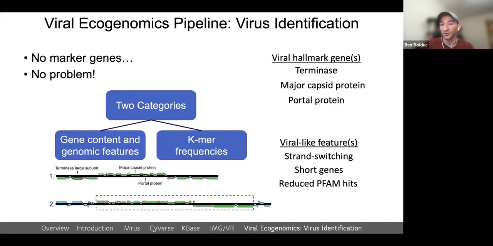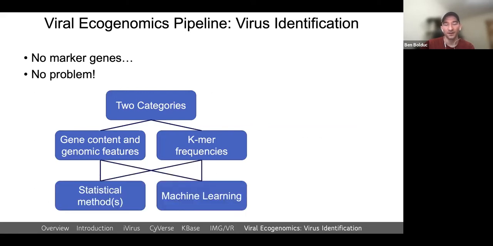They have shorter genes than microbes, and it's kind of weird to say, but they have reduced PFAM hits. So the fact that you don't hit anything can be a sign of a viral nature. And so you can design tools using the gene content and genomic features.